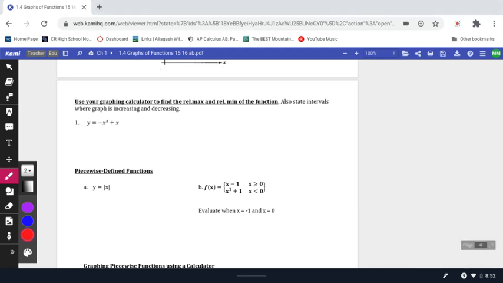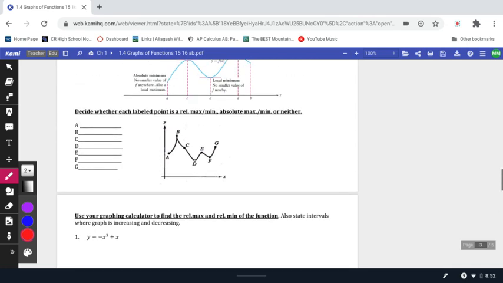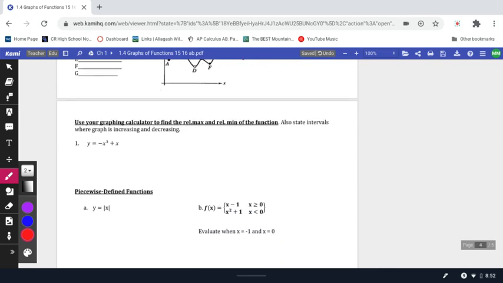Okay, class. So this will be the second part of section 1.4 that we started the other day. I believe we finished off right here doing these problems. Okay, so we are going to do this problem. This would be pretty straightforward stuff. We're going to use our calculator, so you need to grab your calculator. We're going to find relative maxes and relative mins.